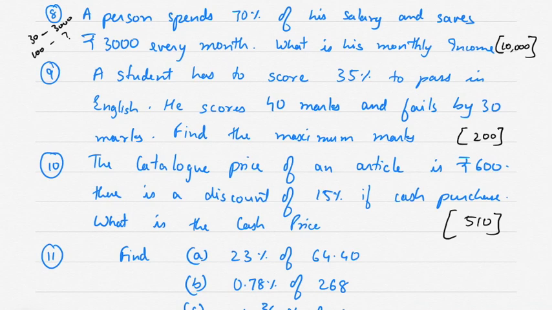Next question. A student has to score 35% to pass in English. He scores 40 marks and fails by 30 marks. Find the maximum marks. Please calculate. He has scored 40 marks and he has failed by 30. That means passing mark is 40 plus 30, which is 70. 70 is passing mark. In terms of percentage, 35% he needs to pass. That means 70 marks is 35%. Find the maximum marks. So 100 is how much?